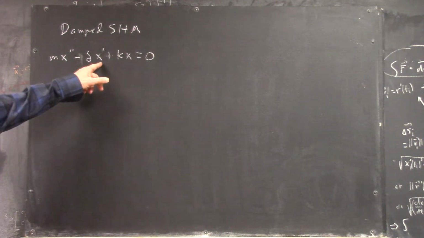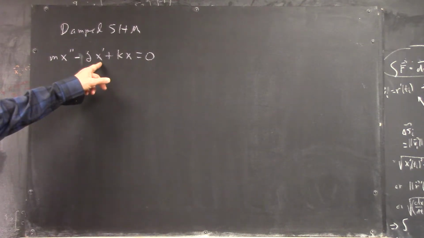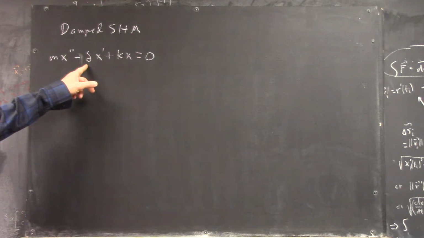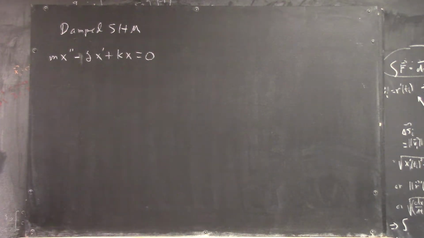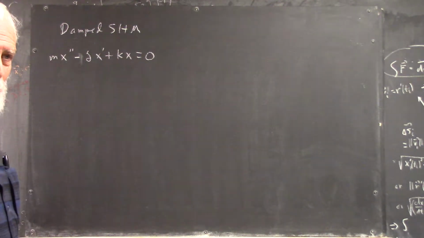And your net force is going to be in the direction opposite your x prime. What's that symbol there? It's a delta. Don't you speak Greek? Yeah. It's a lowercase Greek delta. Sometimes you use gamma. Depends on your context.